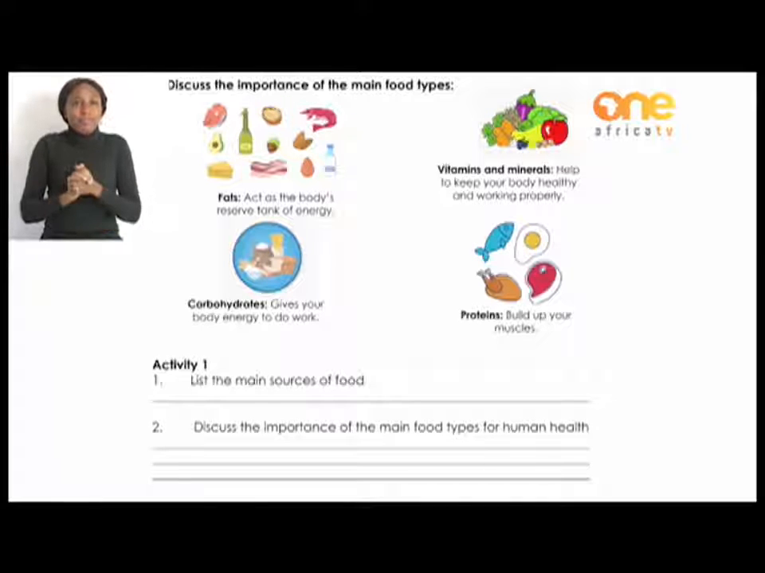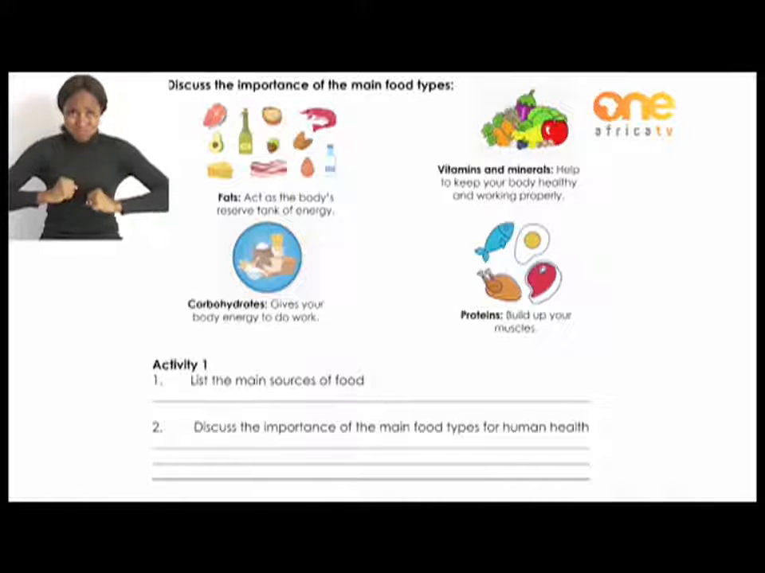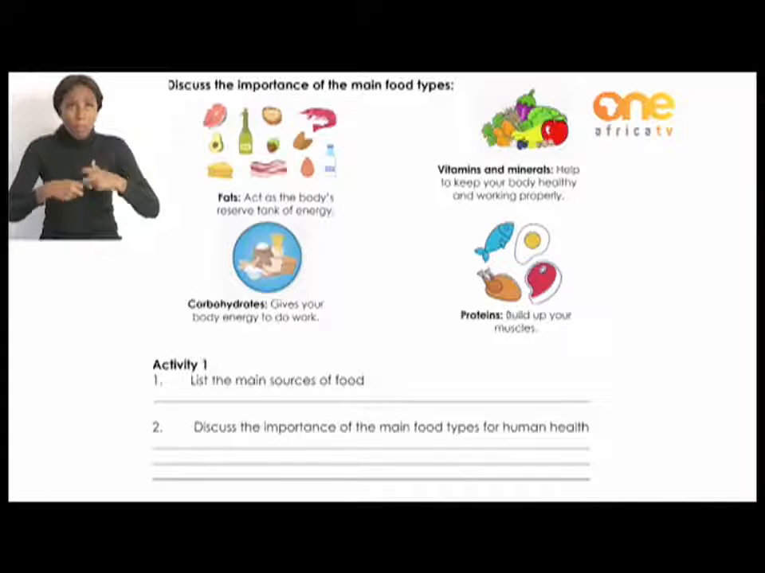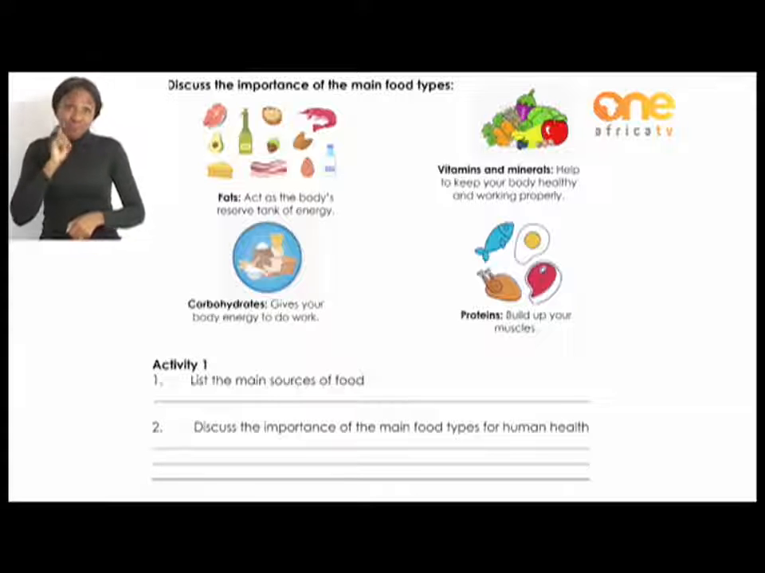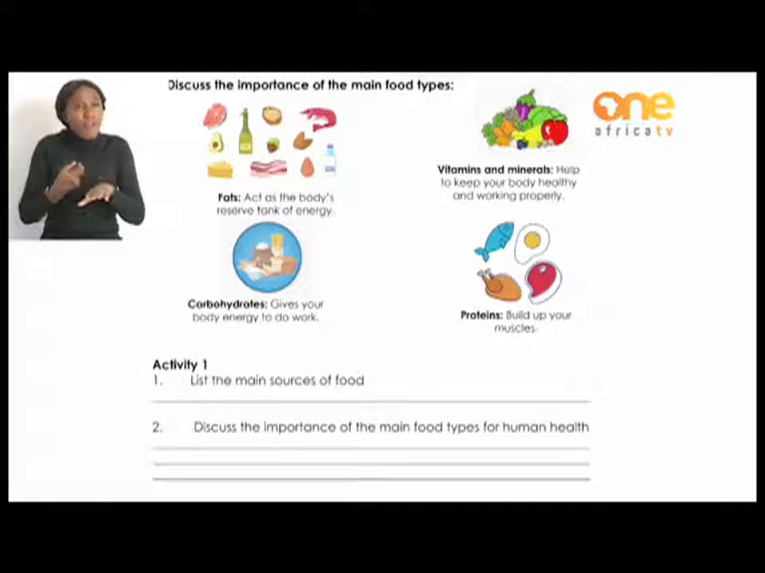Okay, the last part is fats. They act as the body's reserve tank of energy, and they also protect your organs. I think that is pretty interesting. Okay, but with fats, it is very important to maintain a balance because too much fat can cause you to become overweight, and that again brings a whole lot of other health issues. Fats can be found in food types such as avocados, salmon, sunflower seeds, and flax seeds.